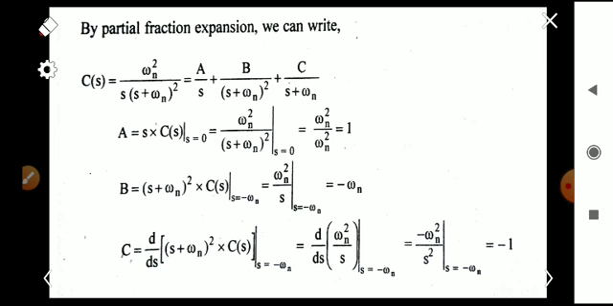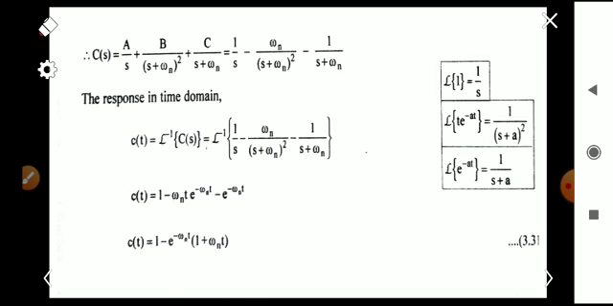Okay, and we are going to substitute the values of a, b and c in the given equation. So it becomes 1 by s minus 1 by s plus omega n, minus omega n by (s plus omega n) square, and we have to take the Laplace inverse of C of s for obtaining C of t, that is the response in time domain. So we know that Laplace inverse of 1 by s is 1, and the Laplace inverse of omega n by (s plus omega n) square.